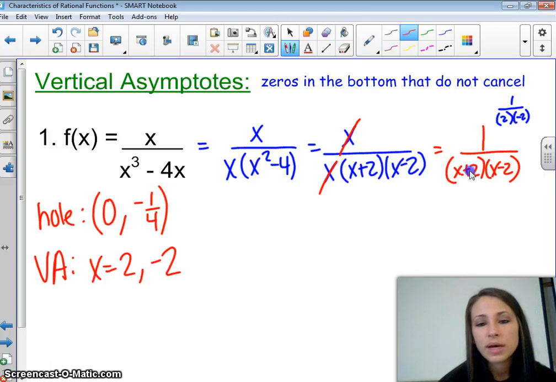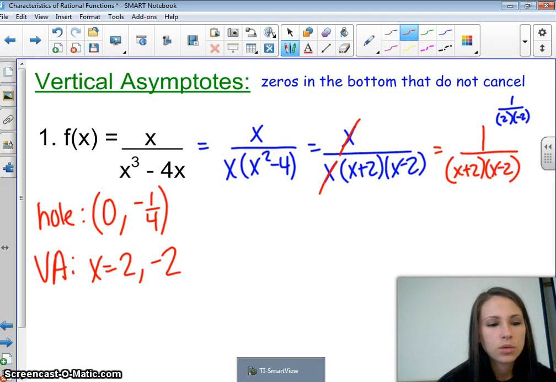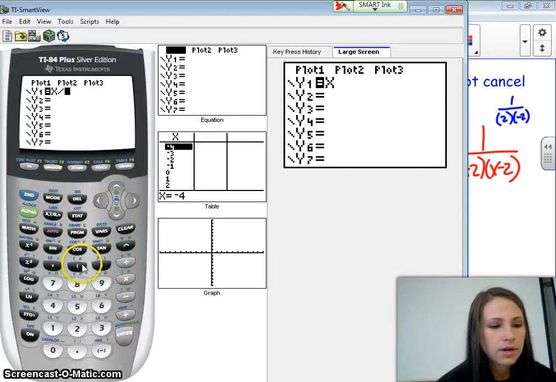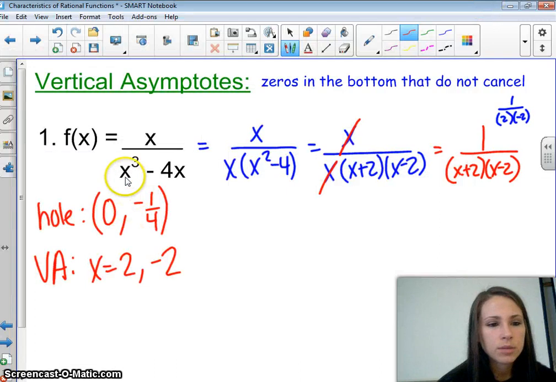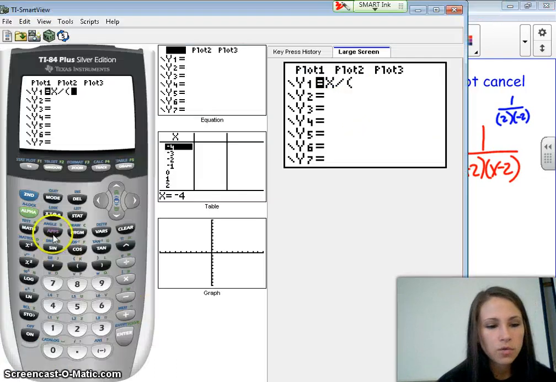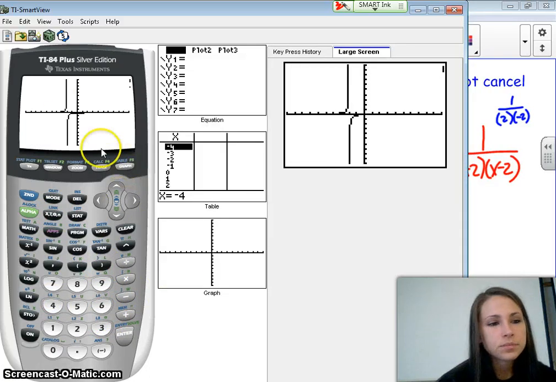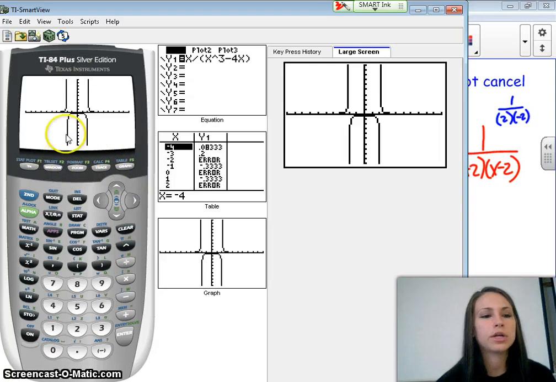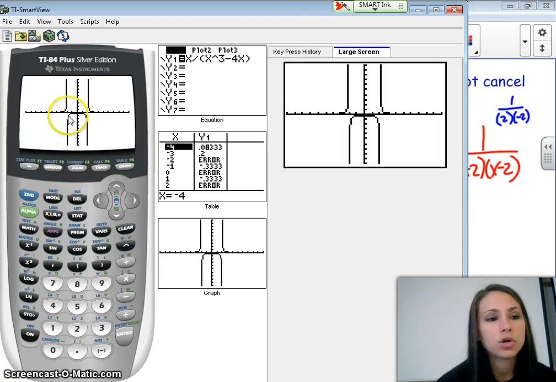And I just got those by setting these two factors equal to 0. So this one gives me negative 2 and this one gives me positive 2. And let's look at the graph so you can see what the vertical asymptotes are going to look like. So my function is x divided by, I'm going to put parentheses around the bottom to keep it together, x cubed minus 4x. Alright, so when I graph it, here's our graph. And so you can see that where the function breaks apart and kind of goes different directions is where your vertical asymptotes are. And so you can kind of see that that's at negative 2 and positive 2.